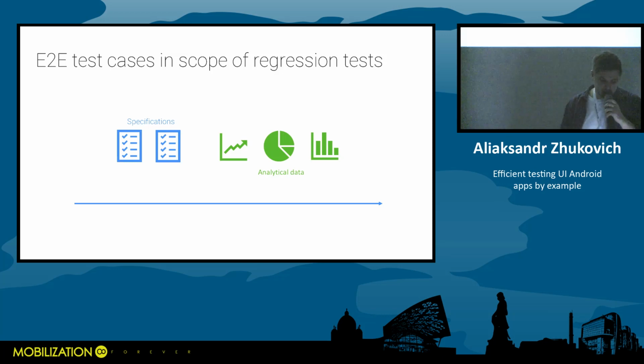But here, the next question: how can we create, handle, and update this scope? When you just start creating your application, you can start from specifications. Because a specification is a sort of truth connected with your application, and you can find the most popular features and the business idea of your feature, and verify it via an end-to-end test. Another topic: when you have a lot of users, you can use analytical data. And you can find that 95% of all your users use this feature. It means that you should introduce this feature into your regression scope.